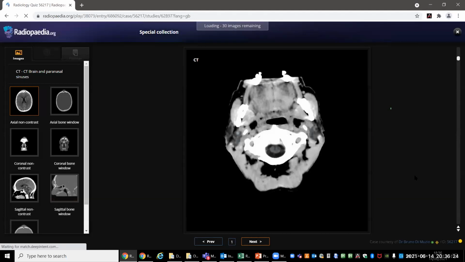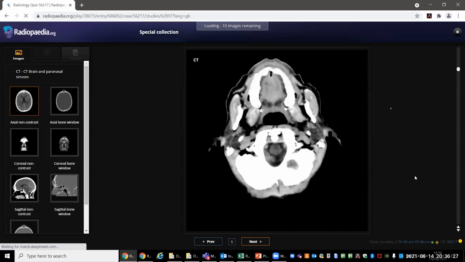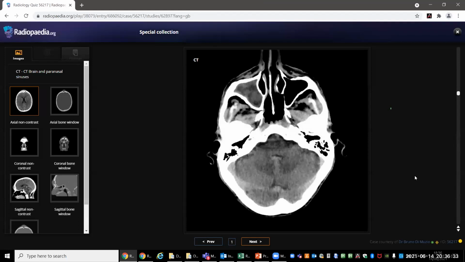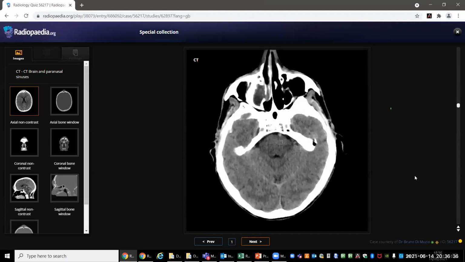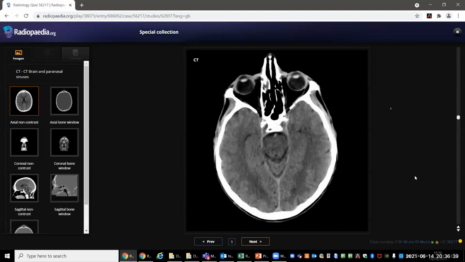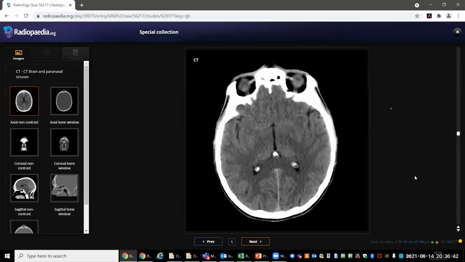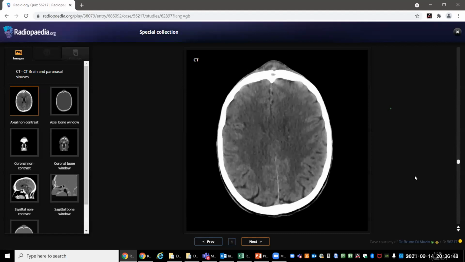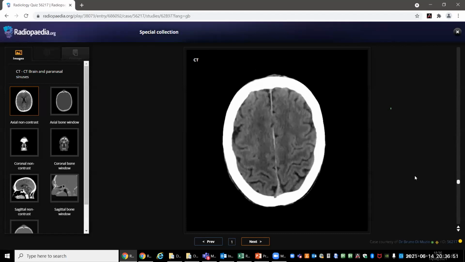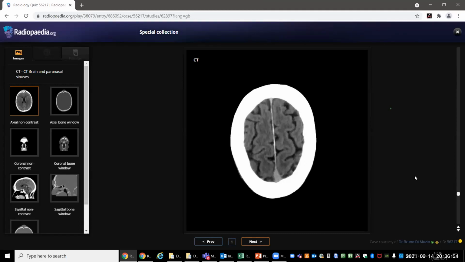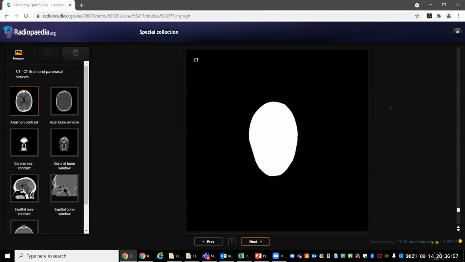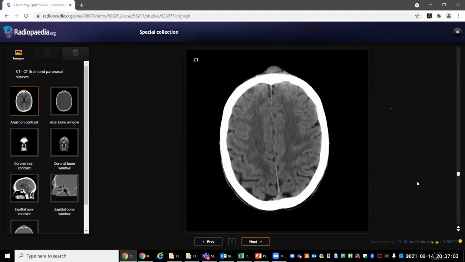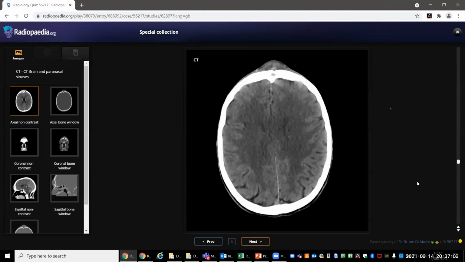So these are axial images of a CT brain in a patient with no clinical history provided at the moment. I'm scrolling caudocranially. I'm taking some time to have a look at the posterior fossa, at the ventricles, at the brain parenchyma, at the surrounding soft tissues. So in the first look, the first finding I can appreciate is a soft tissue density in the midline in the frontal region.